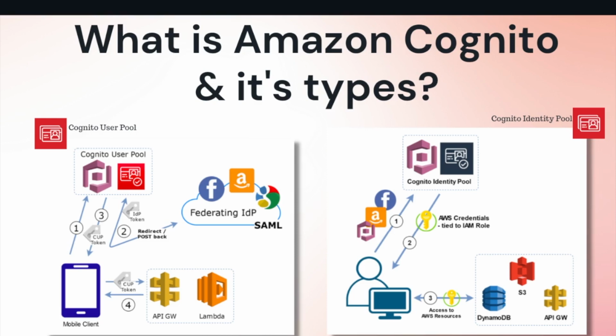It is basically a user directory with the context of Amazon Web Service. What I mean by that is there are two types of Amazon Cognito. One is called the Cognito User Pool, and the other one is called the Cognito Identity Pool. If you look on the left-hand side, the user pool is what is doing your authentication using OAuth.